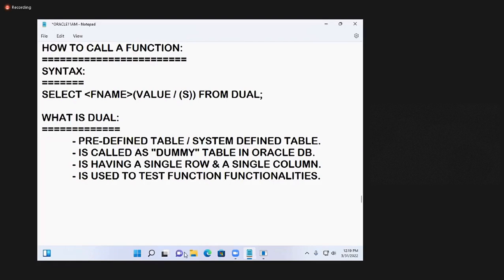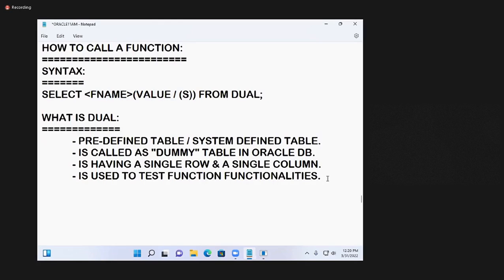Why are you using dual here? When you are calling your function, why are you using dual? You say it is used to test functionality. So whichever function you have given, as per the given values, how it is working and the returned values are shown to us. And that we are testing by using dual. That is the purpose of this.